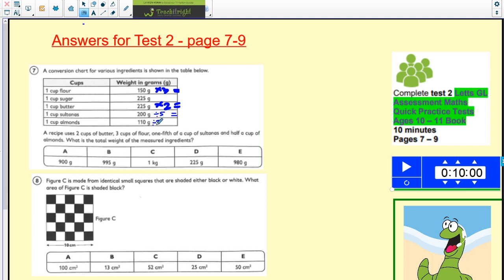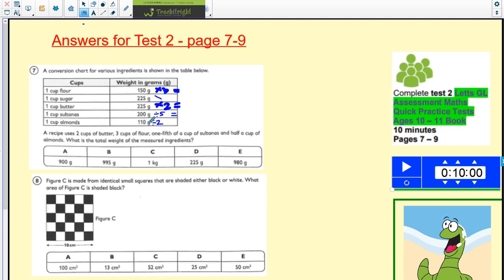For these, you do need to know what a quarter is, a third, a fifth, an eighth, but they mean divide by 4, divide by 3, divide by 5, divide by 8, and so on. Does it mention any sugar? So butter, flour, sultanas, almonds, it doesn't mention any sugar, so we can ignore that one. Nothing there. So let's go through.